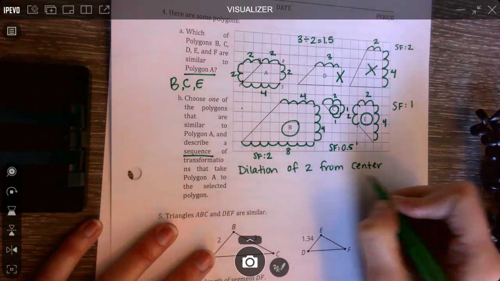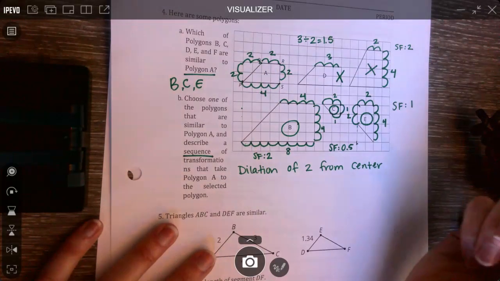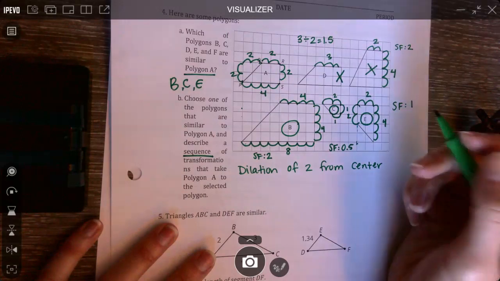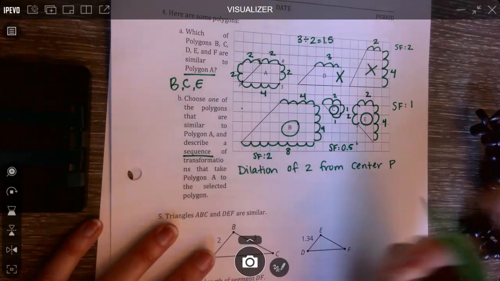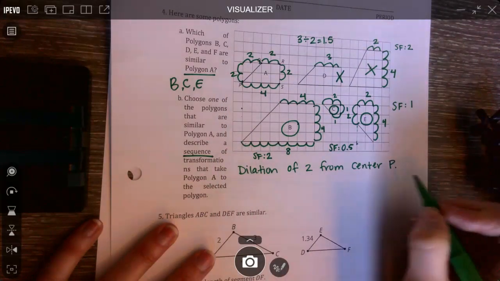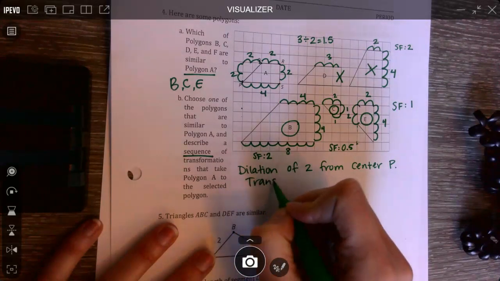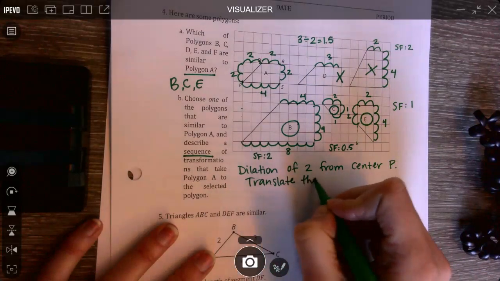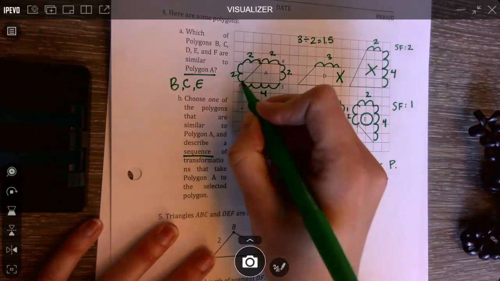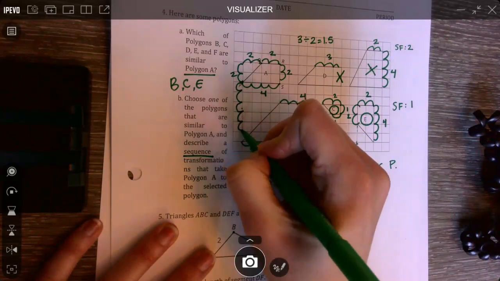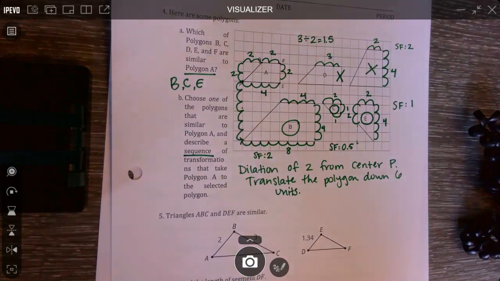This is where a lot of us left out: where are you dilating from? You can pick P, Q, R, or S, any vertex on that shape. So I'm going to pick P because I don't want to move P, right? I want to stay at P because then I can just move it straight down. So I'm going to use a center P dilation of 2. That makes it bigger. And then once I have dilated it bigger, I'm going to translate the polygon down, let's see, 1, 2, 3, 4, 5, 6. 6 units. And they should line up perfectly.